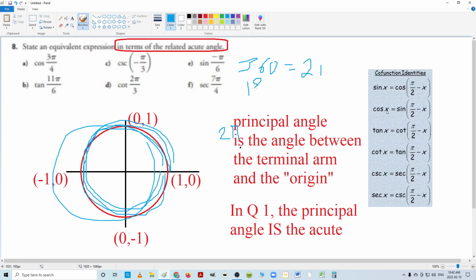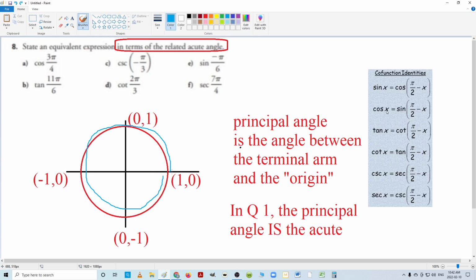What's half of 360? 180. What's half of 2 pi? Pi. Which means 180 just to here is the same as pi. Great, so we have some equivalence, which means halfway around is a pi radian. All the way around is 2 pi radians.